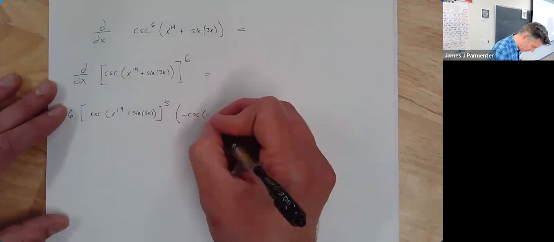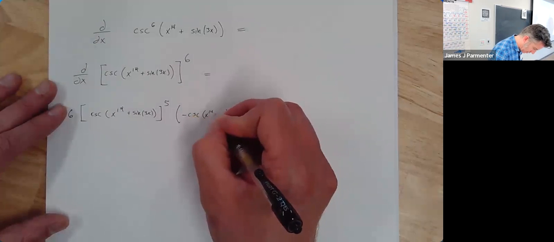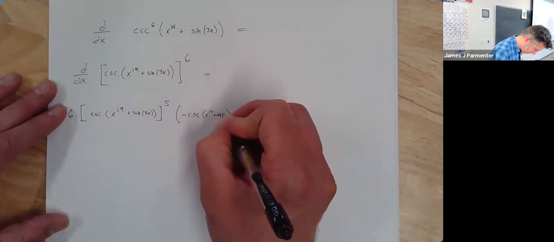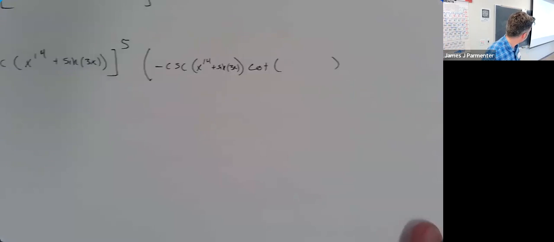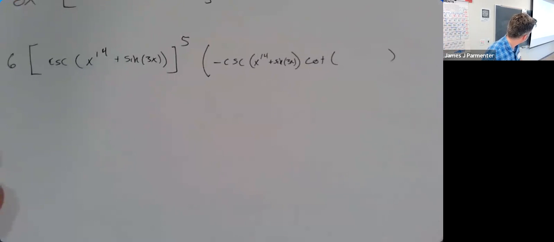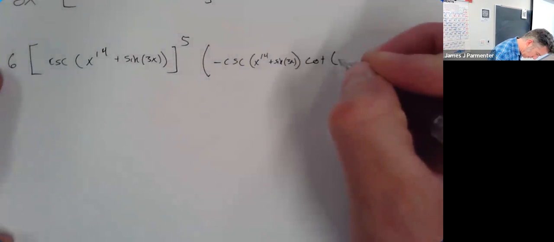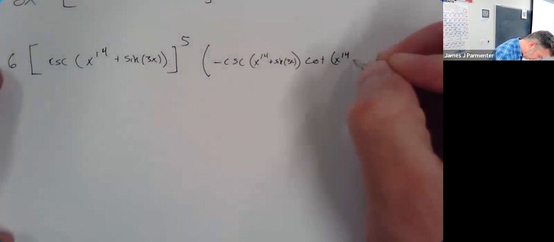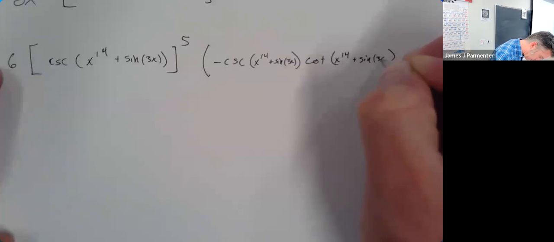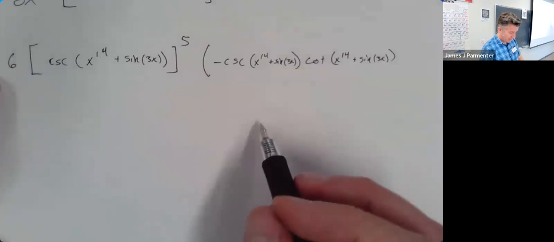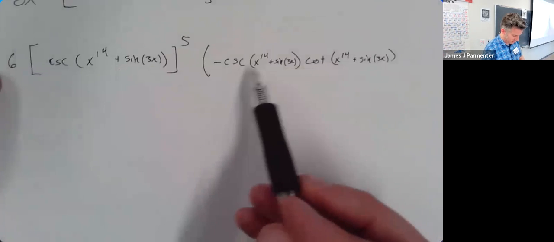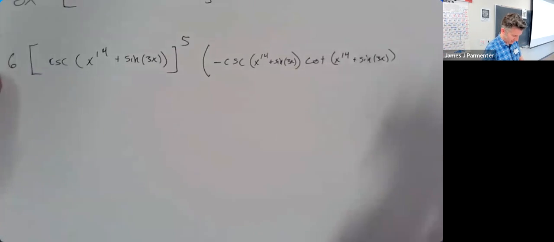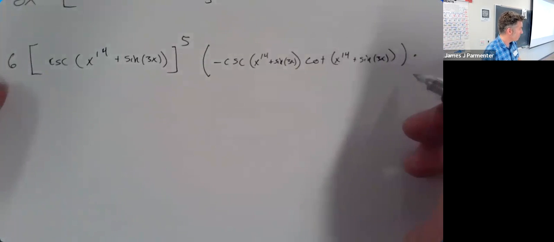Did I leave myself enough room? Maybe. X to the 14th plus sine of 3x. Sorry, that's gross. Let me zoom in so you can have a chance of reading what I'm writing. And then cotangent of x to the 14th plus sine of 3x. Okay, but that was the derivative of cosecant of some new stuff, and I got negative cosecant of the new stuff times cotangent of the new stuff, and then I have to multiply by the derivative of that new stuff.